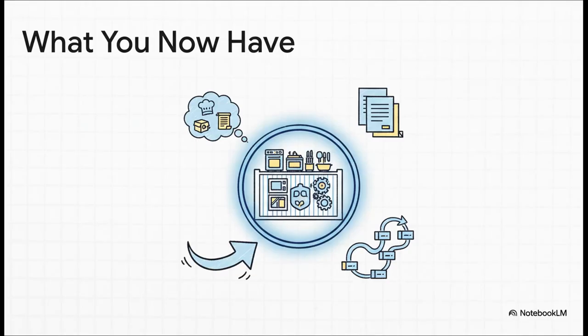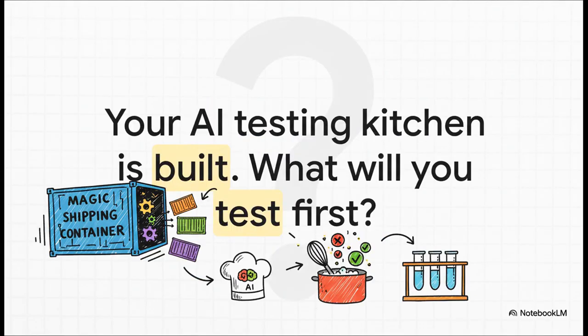So let's just step back for a second and see what you've actually got now. It's way more than just a program. It's the understanding of how all these pieces fit together. The kitchen, the recipes, the magic box. You have a complete working AI testing system that you can now run, you can modify, all built from the ground up by you. And that brings us to the end. Your AI testing kitchen is officially built. It's stocked, it's ready for action. So the only real question left is, what recipe for chaos are you going to cook up first?